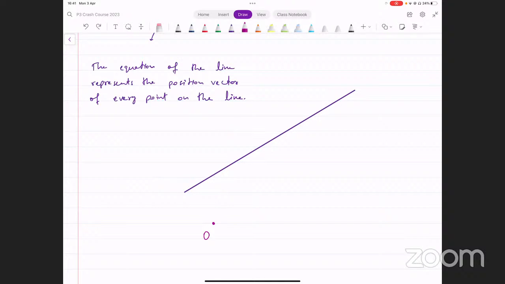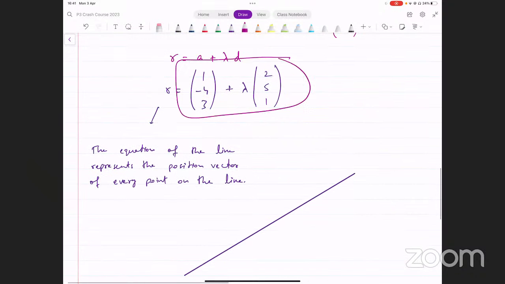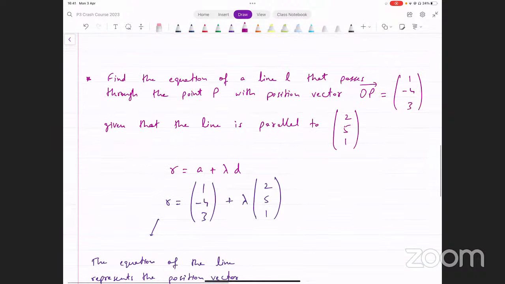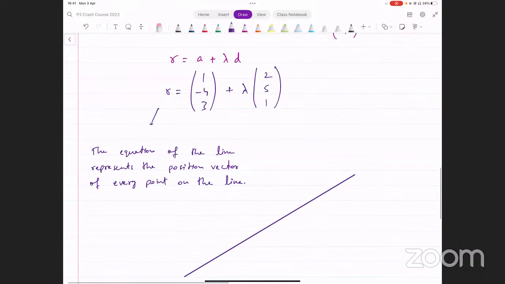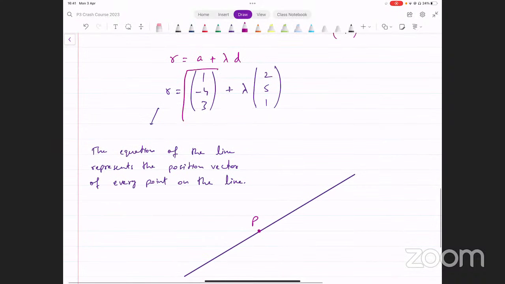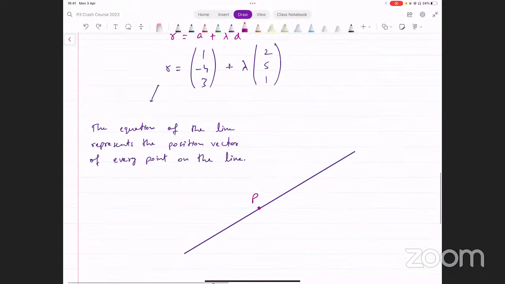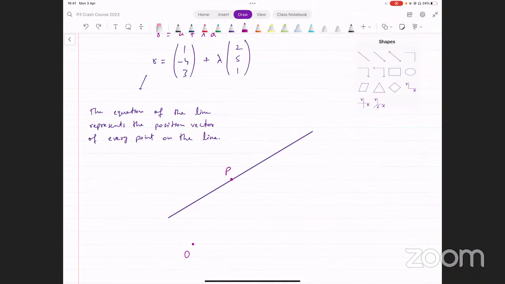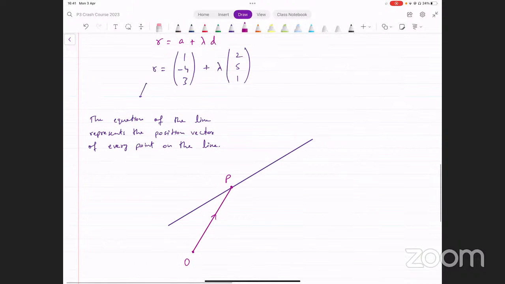Okay. Now, how does this equation give us every point on the line? In this case, point P is what we were given. We were given the position vector of the point P, which we input in place of a here. That is one point that we're inputting in this equation. So let's say that is somewhere here. Okay. So this first vector, what is this going to give you? It's going to take you from origin to this point, OP. Okay. That is what this first part of the equation gives.